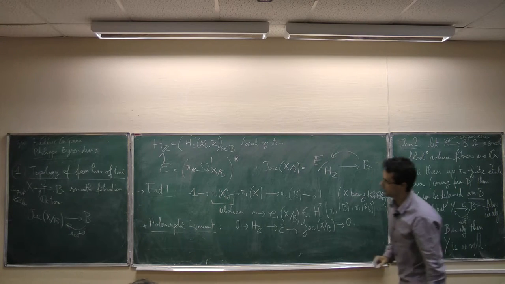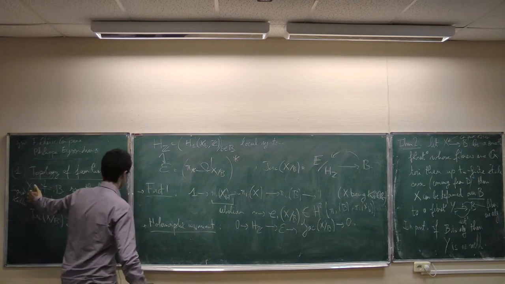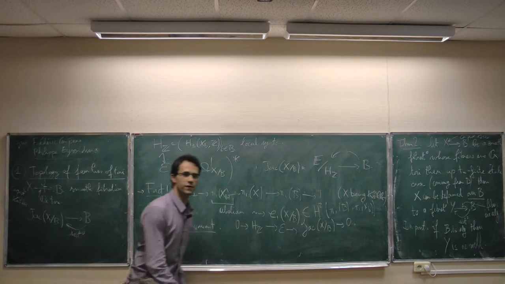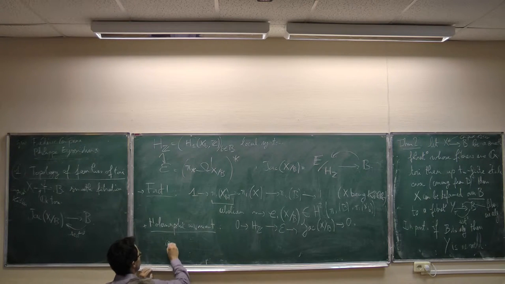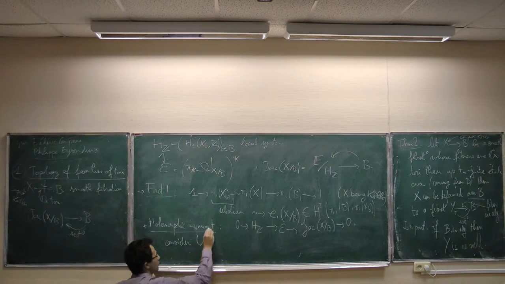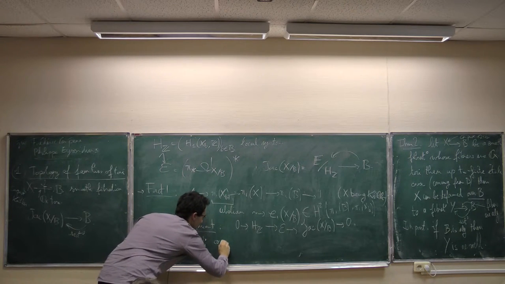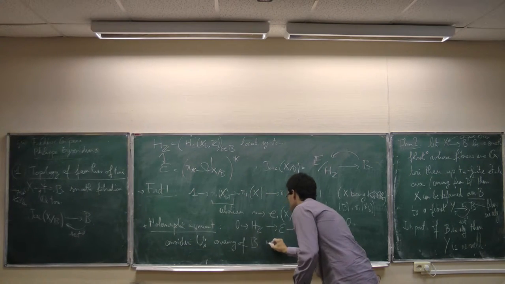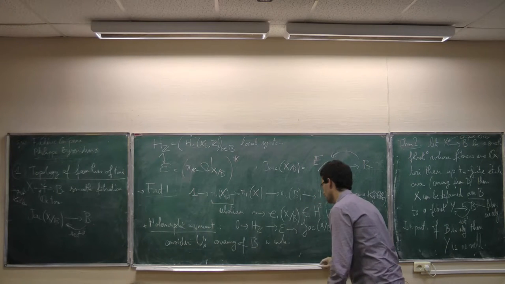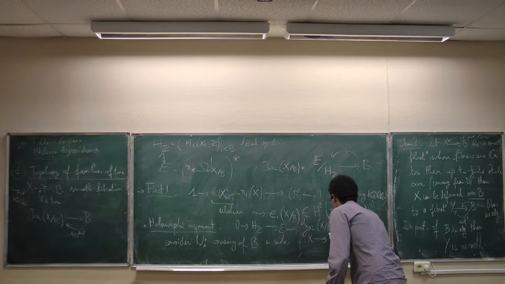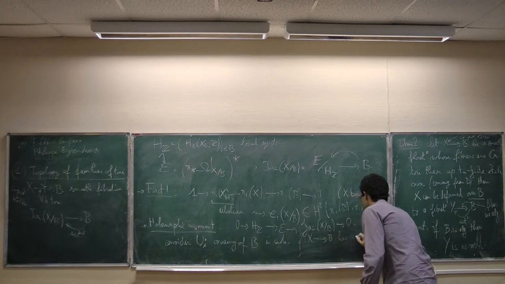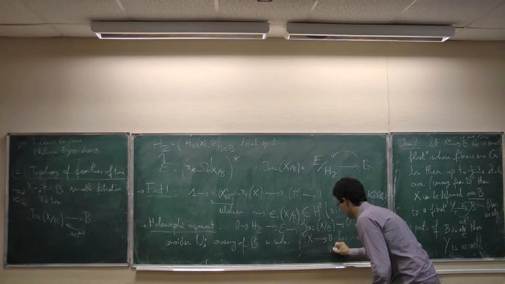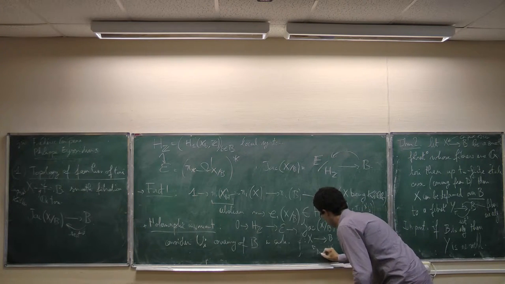And it's easy to see that such a fibration gives rise to a cohomology class of degree 1 with values in this sheaf. So consider U_i, an open covering of B, in such a way that f has a section over U_i. So over U_i you have such a section.